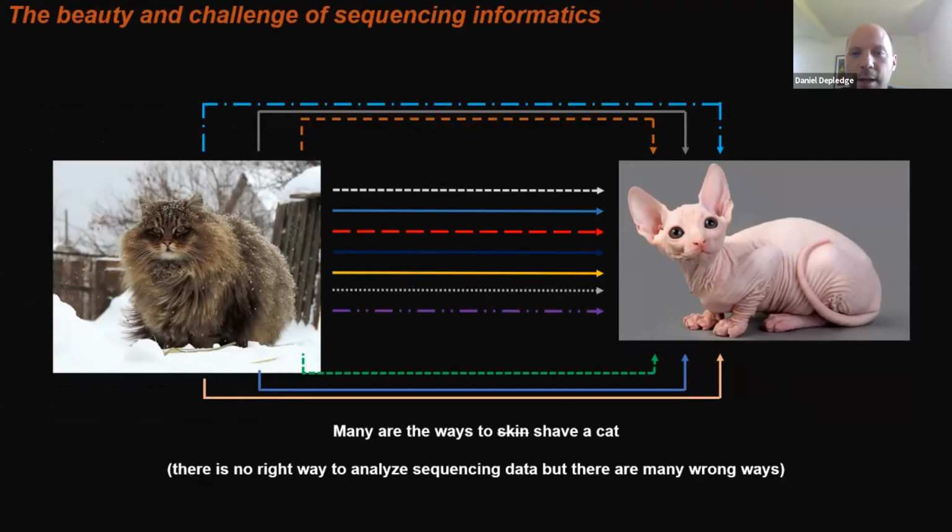This is a slide I often like to show to people, which is my view of what the beauty and challenge of sequencing informatics is. It really comes from the expression that there are many different ways to skin, or in this case, shave a cat. There is no single right way of analyzing sequencing data. There are many wrong ways, and I'm sure, like me, many of you will become experienced with the many wrong ways over the course of the next few weeks, and indeed years if you stay in this field.